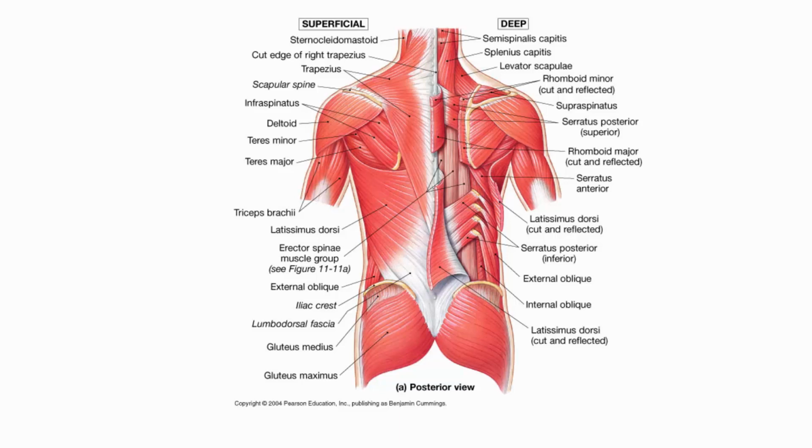Serratus refers to sawtooth. And if you have like a bread knife, you'll notice that there's little teeth on the bread knife, and we call that a serrated knife. This right here looks like saw teeth, so we call it serrated.